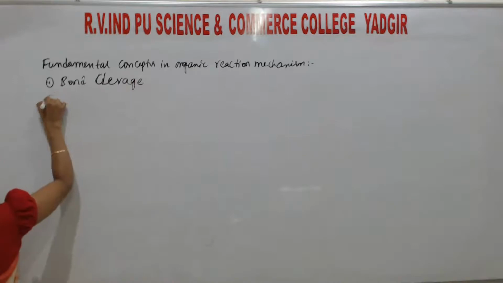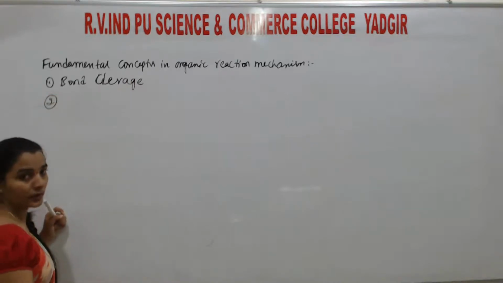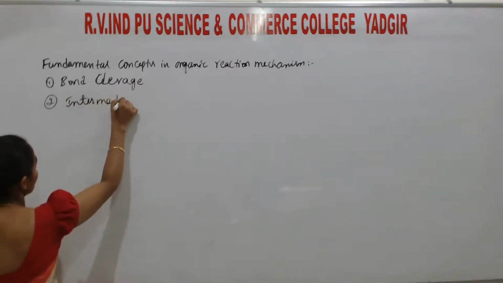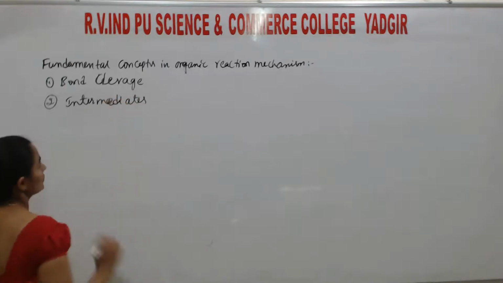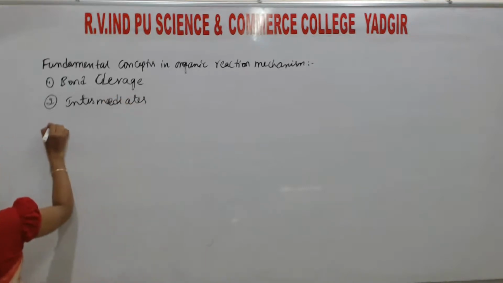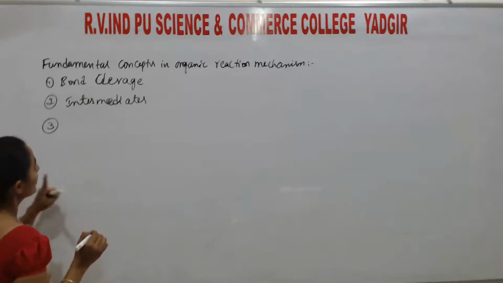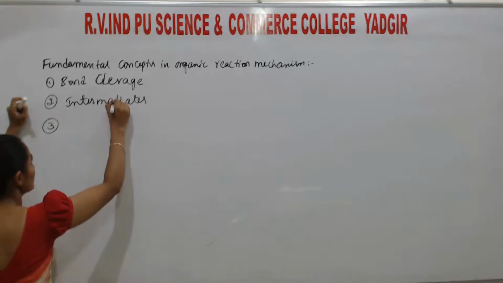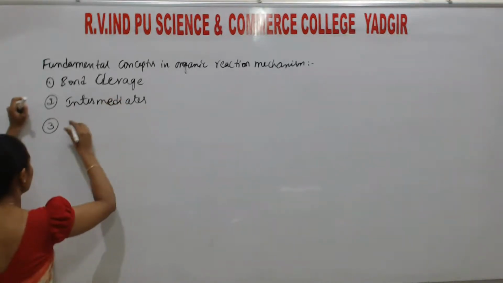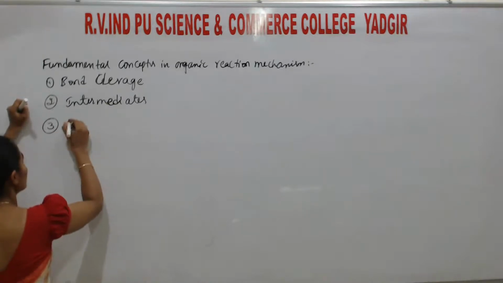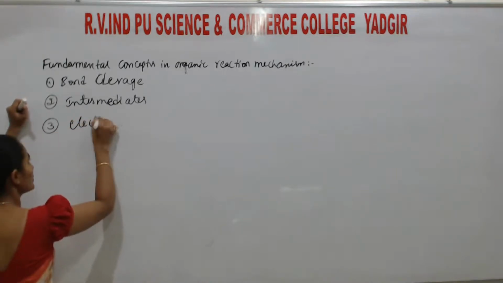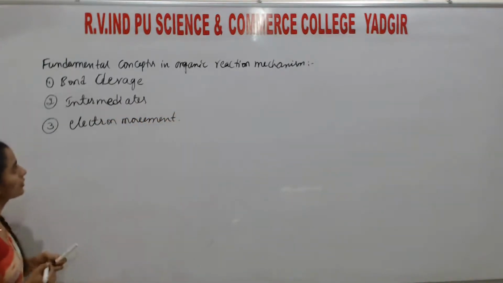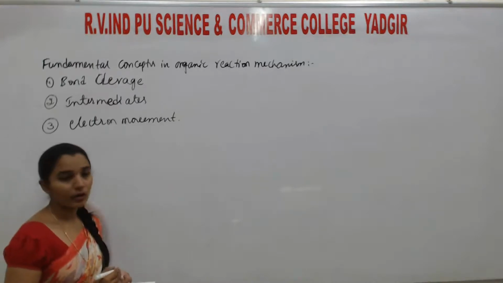First one, bond cleavage. Second one, intermediates. Formation of intermediates. Third one is electron movement. Bond cleavage, intermediates, and electron movement.